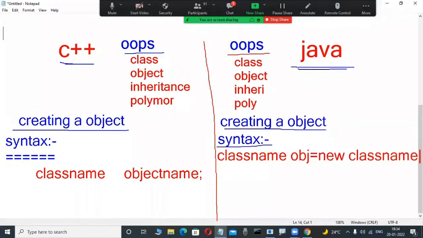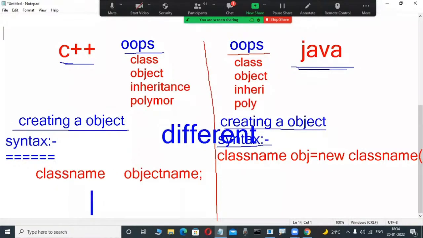Is there some other syntax or not? Observe here. These two languages are syntactically different or the same? Different. Syntactically different. Conceptually, the OOP concepts are the same, but syntactically different. And the functions are also totally different.